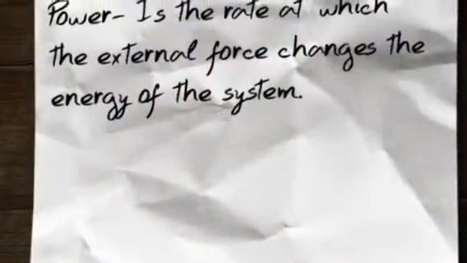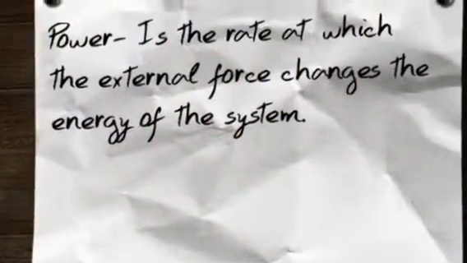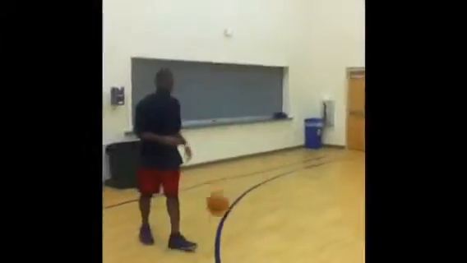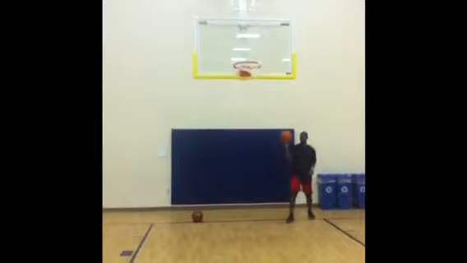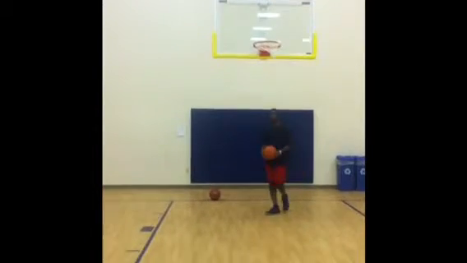The sixth and final concept we're going to be talking about is power. Power is the rate at which the external force changes the energy of the system. One way we see power demonstrated in basketball is in a dunk. The player has to accelerate their body to gain momentum and then thrust their body upwards, extending their arm above the rim and slamming it through.